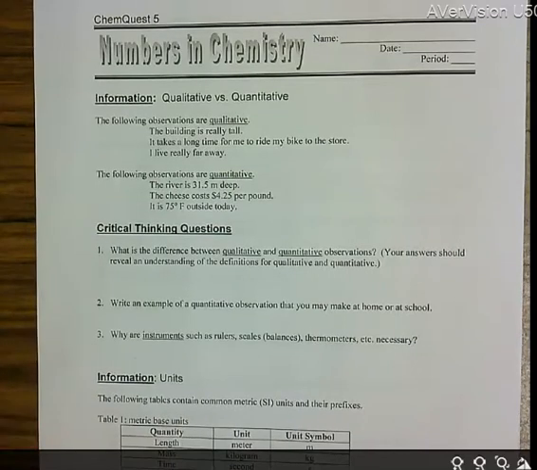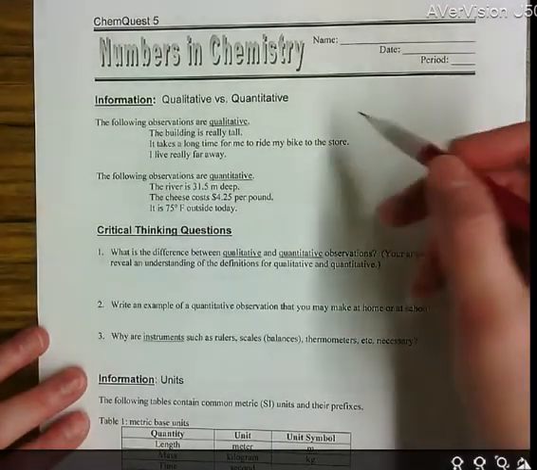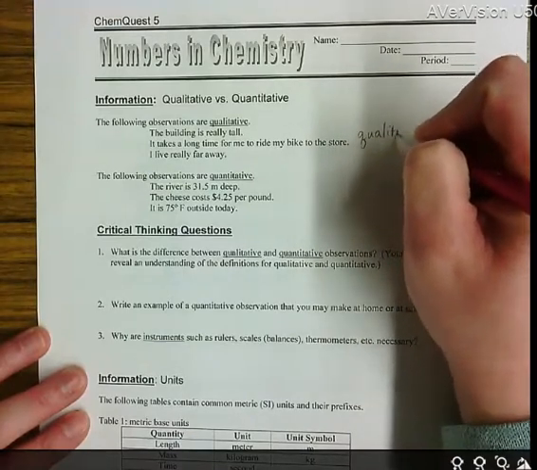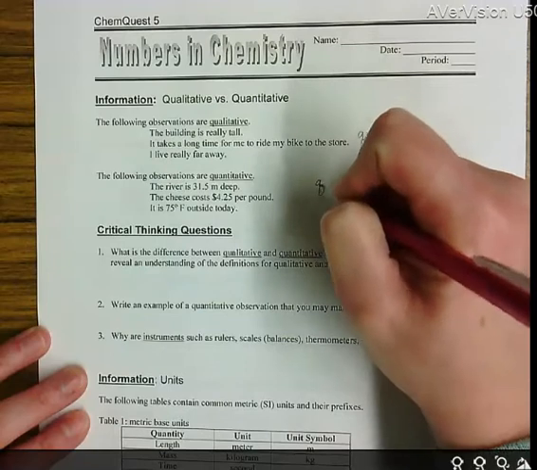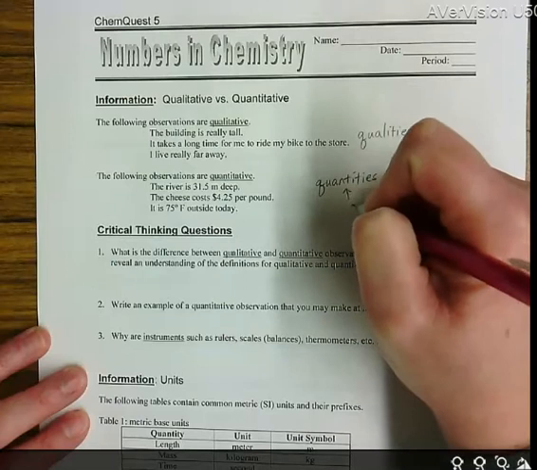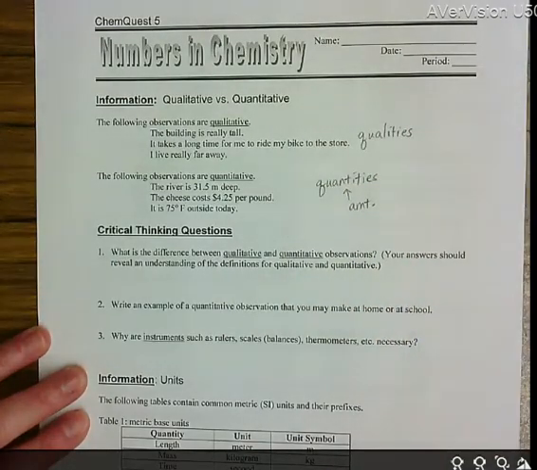Number 1. What is the difference between qualitative and quantitative observations? Your answers should reveal an understanding of the definitions for qualitative and quantitative. So notice in these qualitatives, we're really just looking at the qualities. Versus here we're looking at a quantity, and a quantity, remember, is an amount. So notice that our quantitative measurements all have a number and units in them, while our qualitative do not.